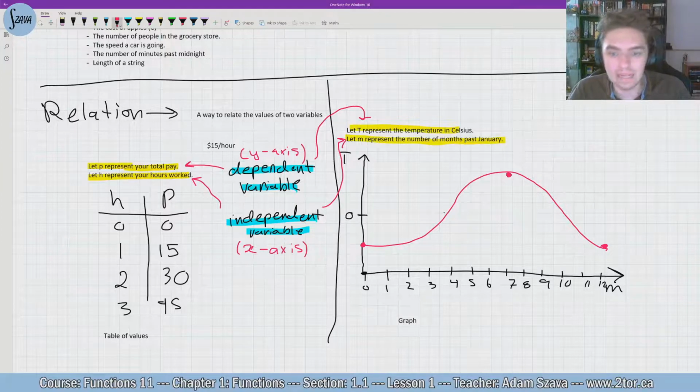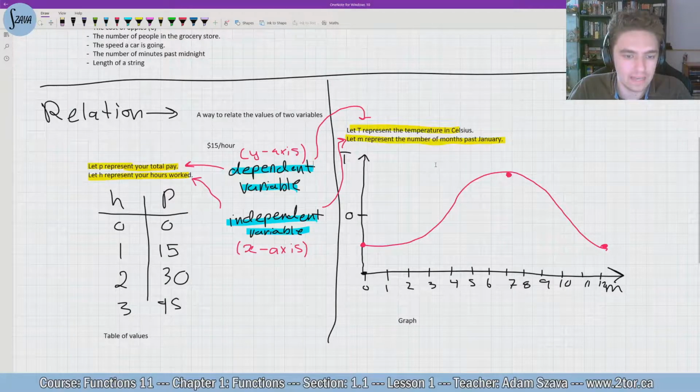So the dependent variable is temperature because it depends on when in the year we are, right? Okay, so there we have that. We know what a dependent and an independent variable are. We also know two ways to show a relation. There are two other ways to show a relation, though, right? So let's mention that quickly.